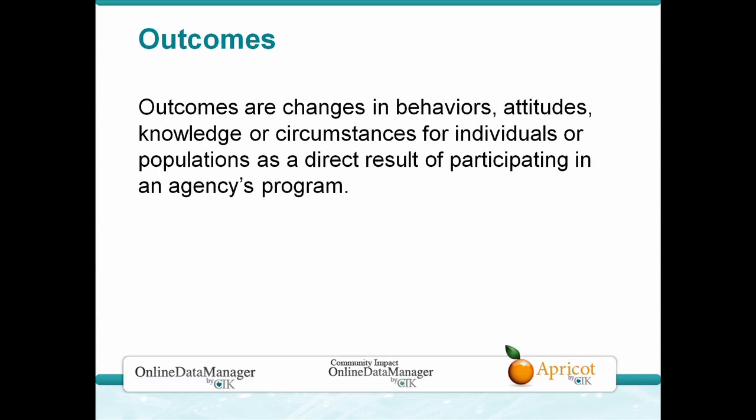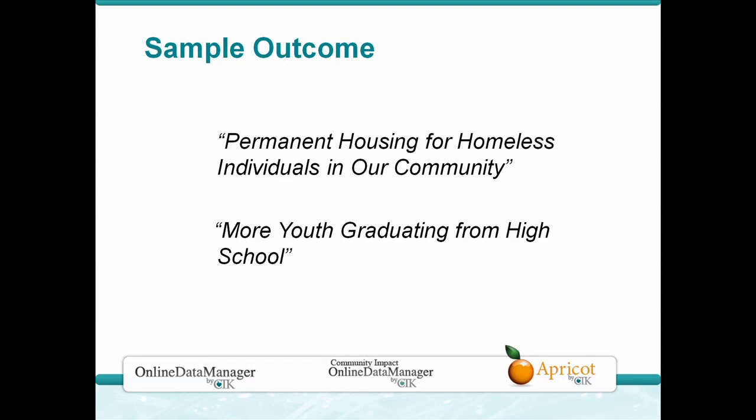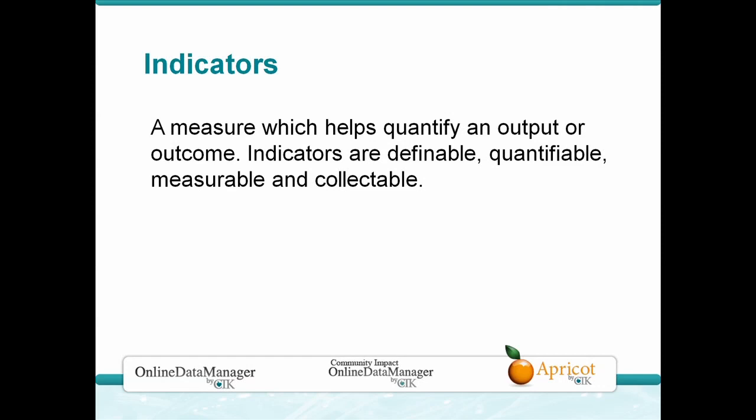Outcomes themselves are changes in behaviors, attitudes, knowledge, or circumstances for individuals or populations as a direct result of participating in a program. A sample outcome is permanent housing for homeless individuals in our community, or more youth graduating from high school. Outcomes typically do not have numbers tied to them. They are just what is that change in behavior, attitudes, conditions, or knowledge that you're trying to achieve with a program or a strategy.